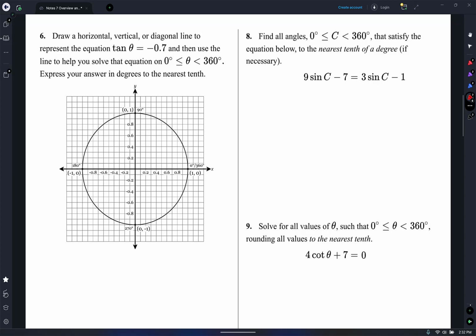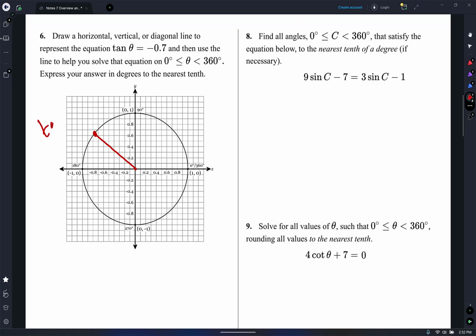All right, question 6. It says, draw a horizontal, vertical, or diagonal line. I'm going to go slow. To represent the equation tan theta equals negative 0.7. And then use the line to help you solve the equation between 0 and 360. Express your answer in degrees. All right, tangent is negative in what two quadrants? Second and fourth. Perfect. Now, something to know, and I'm not a big fan of this, but I'll go ahead and tell you.